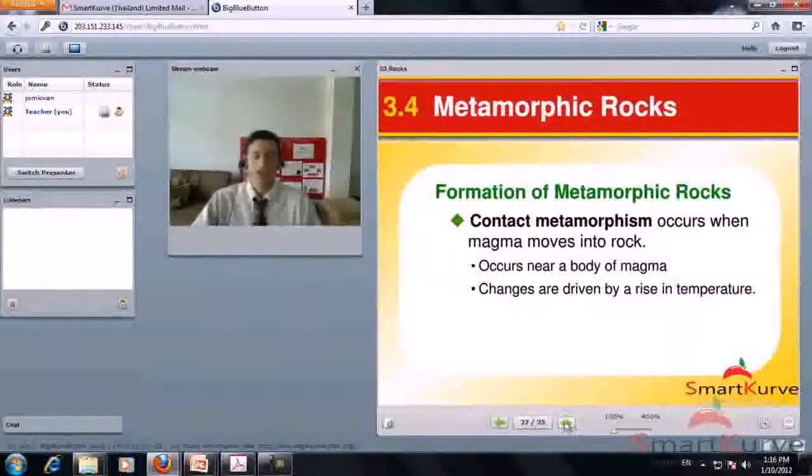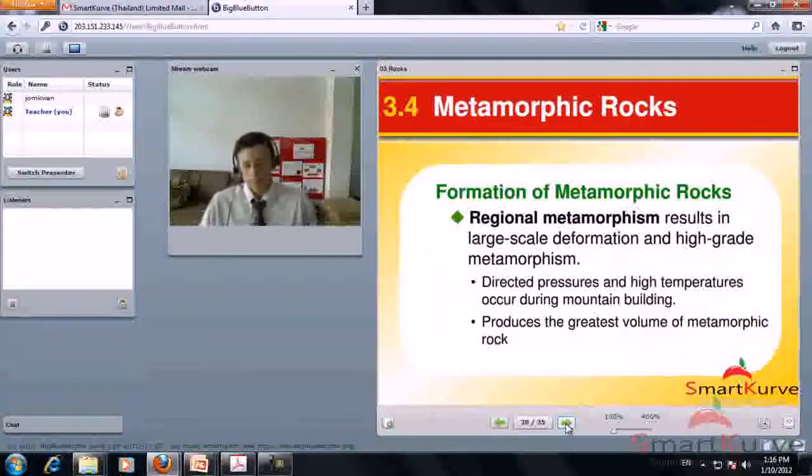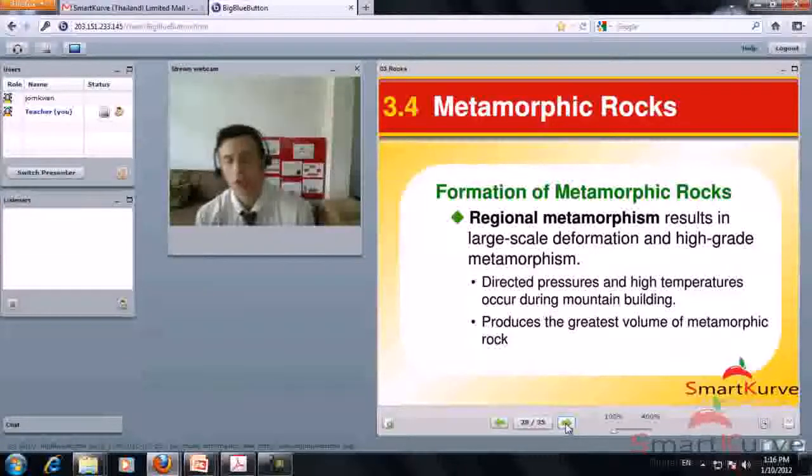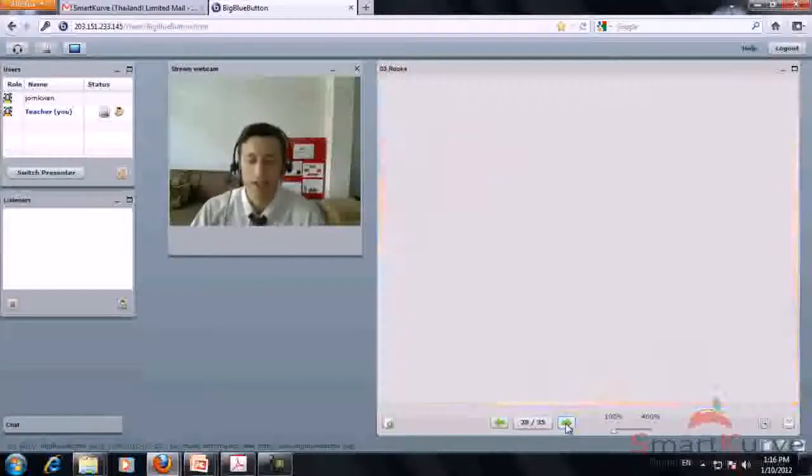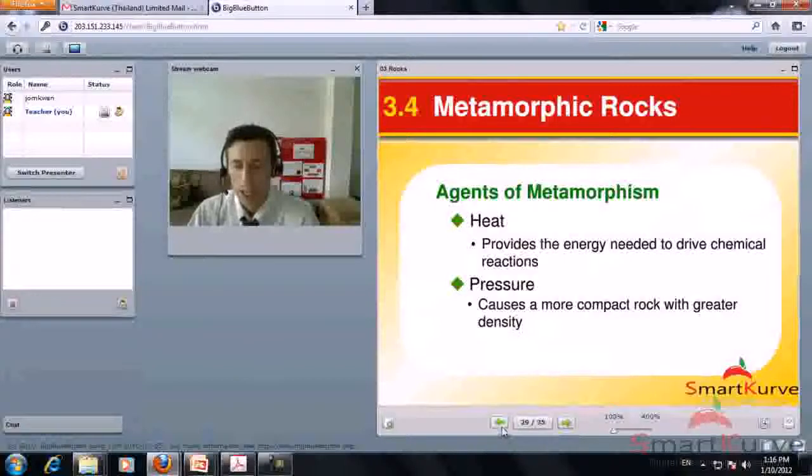So the changes are driven by a rise in temperature. Next, page 28. Regional metamorphism results in large-scale deformation. That means a change in shape. And high-grade metamorphism. Directed pressure and high temperatures occur during mountain building. This produces the greatest volume of metamorphic rock.